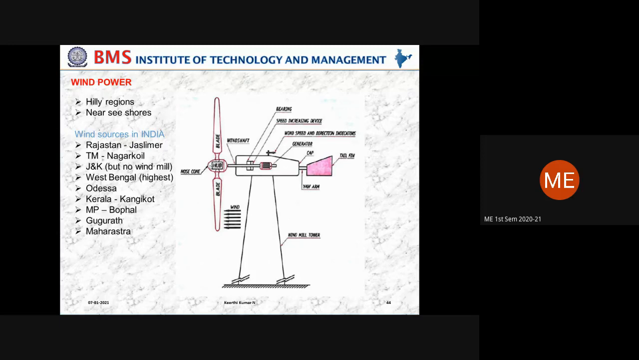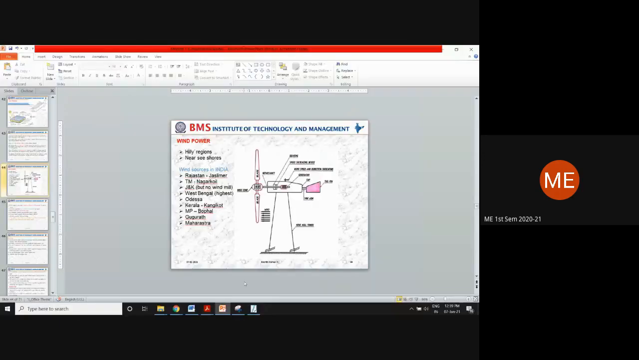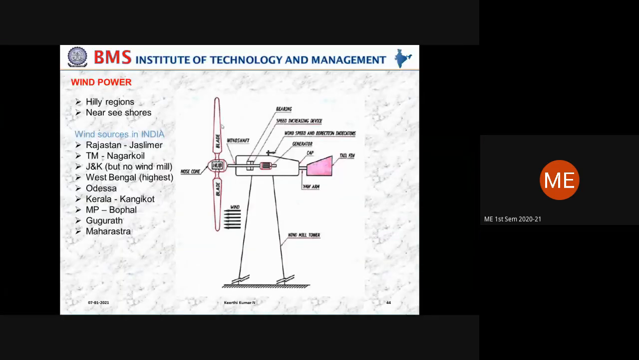Okay, and the center portion of this. The blades, there will be 3 blades for the windmill. All the 3 blades will be connected to a center portion called the hub. Okay, and this portion of the hub is called the nose or a cone, where the wind is entering.